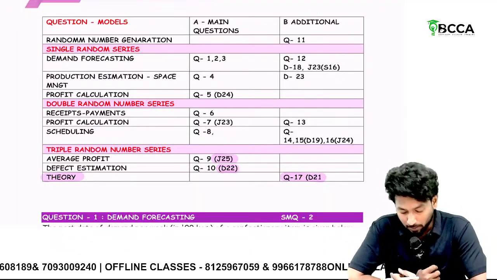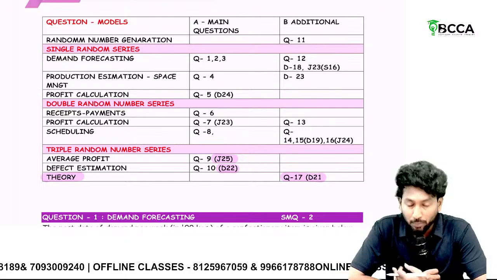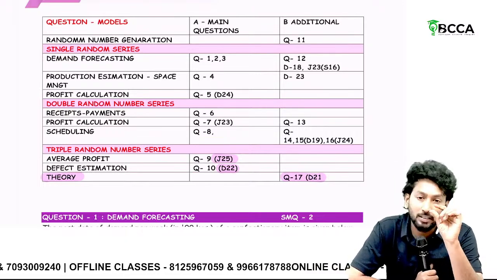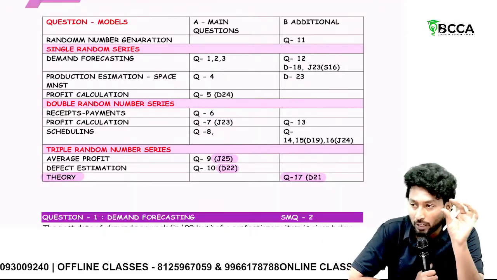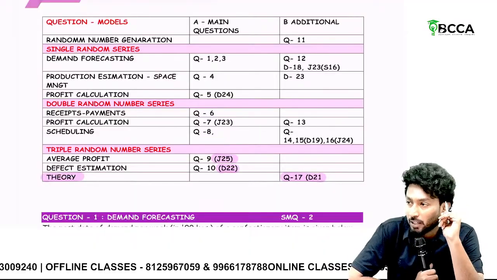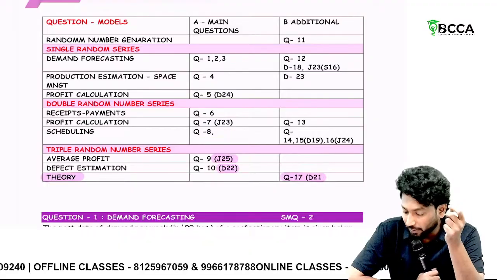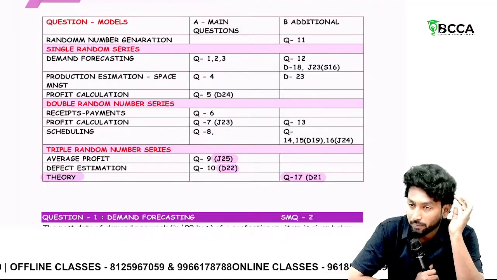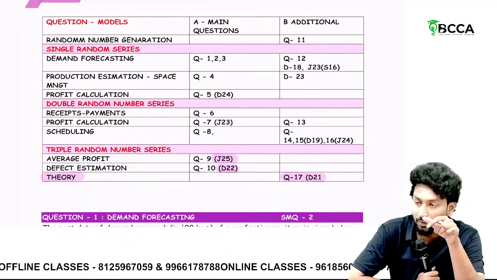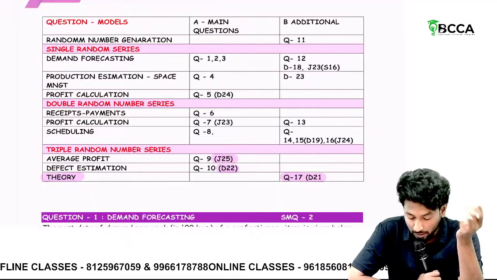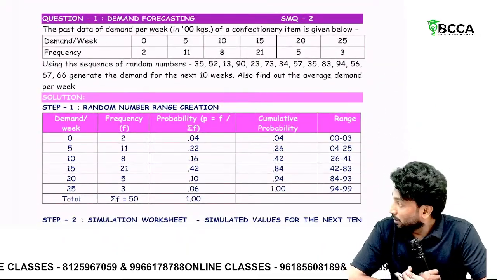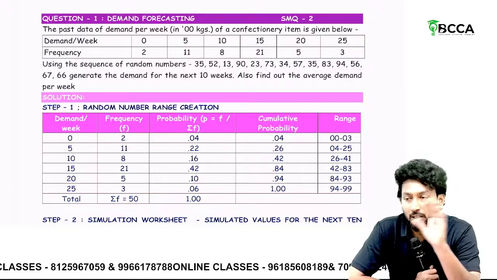In the question paper, whenever you are reading a simulation question, you have to identify whether a single random number series, two random number series, or three random number series is given. First of all, identify the random number series given. Then step 1 and step 2 are common, sir. One series means a single series of range, two series means two series of range, three series means three series of range. Till step 1 and step 2, all the problems are the same, sir.